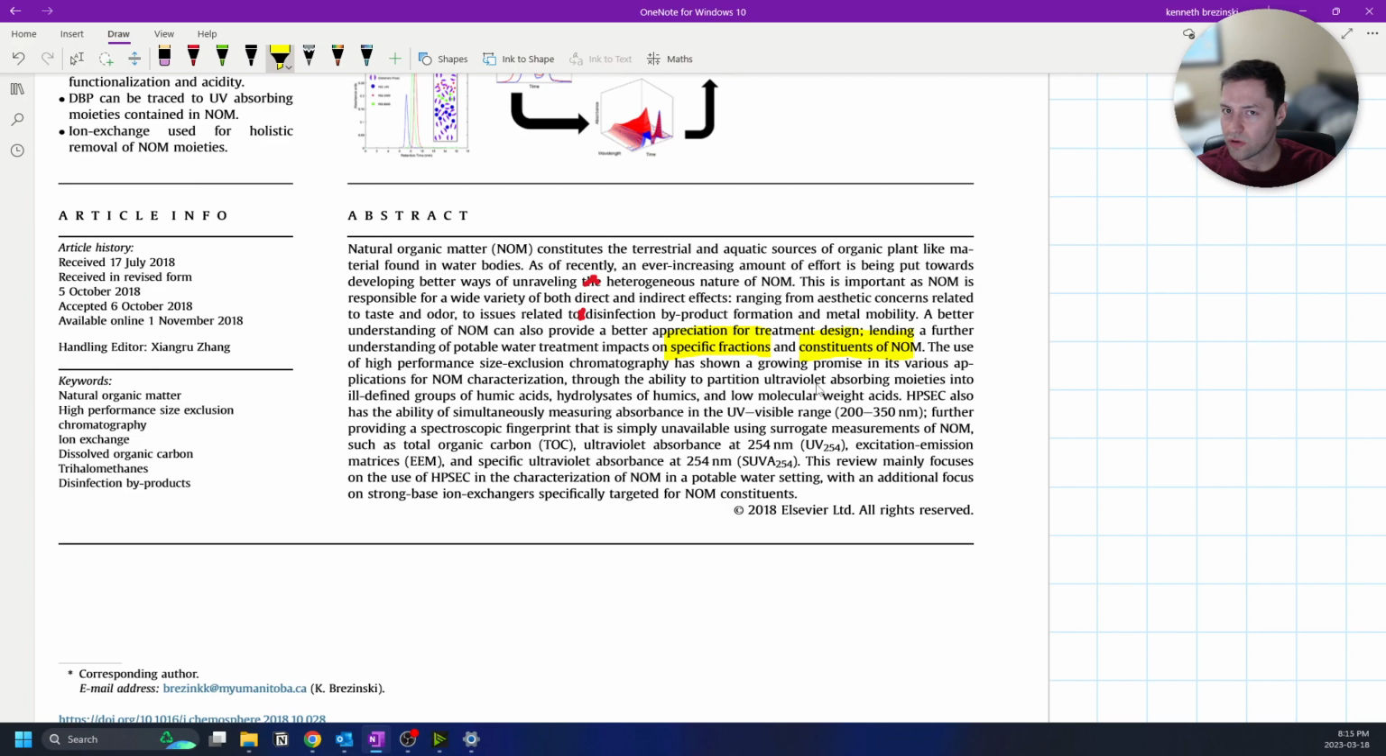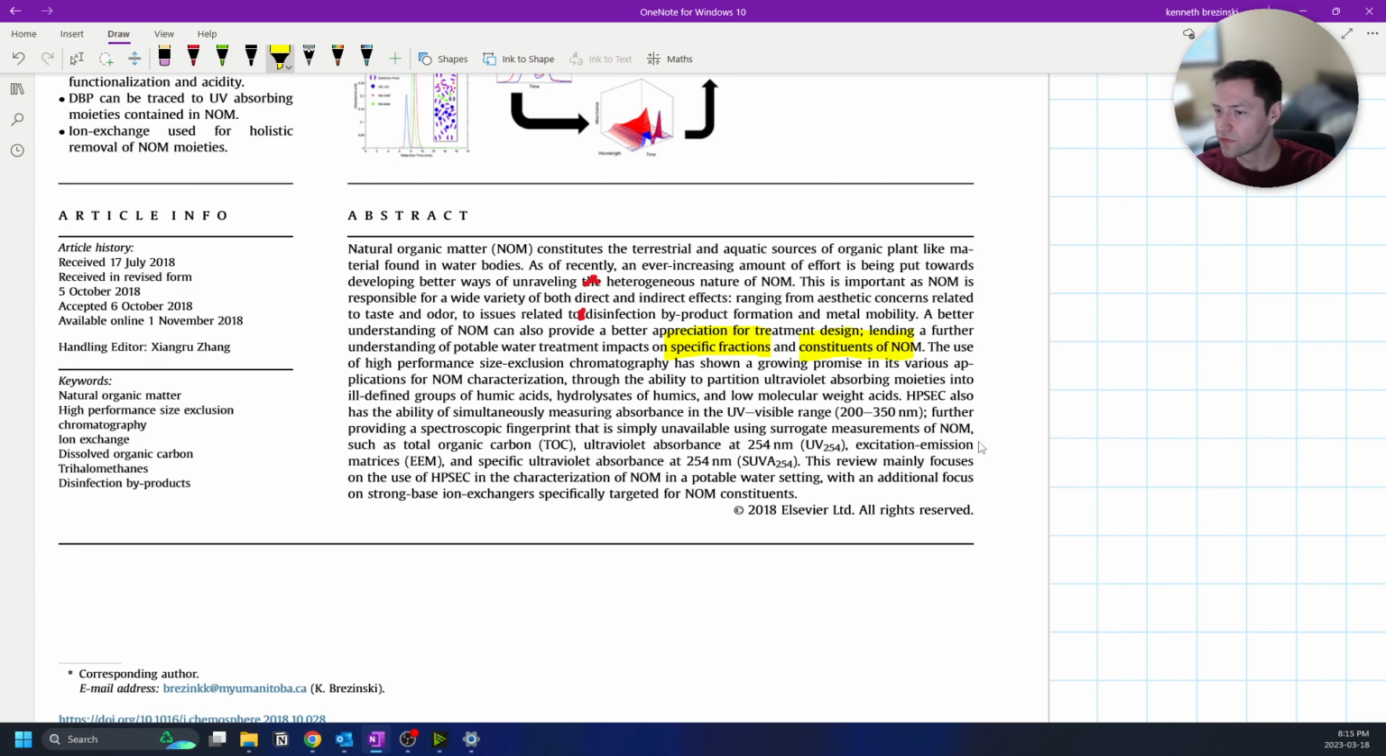And the use of HPSEC has shown a growing promise in its various applications, because we can partition ultraviolet absorbing moieties, not just ultraviolet, but also visible wavelength absorbing moieties, into ill-defined groups of humic acids, hydrolysates of humics, and low molecular weight acids. And it can also look at absorbance within the UV range, further providing a spectroscopic fingerprint that is simply unavailable using the surrogate measurements of natural organic matter. I'll go into both of these later on.